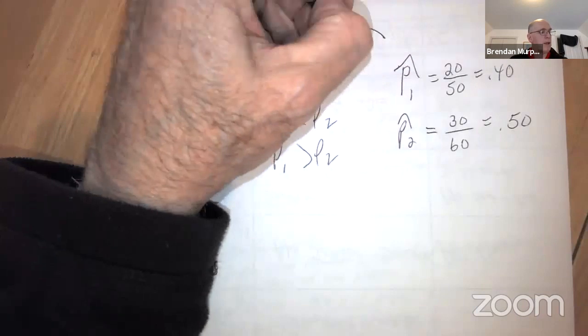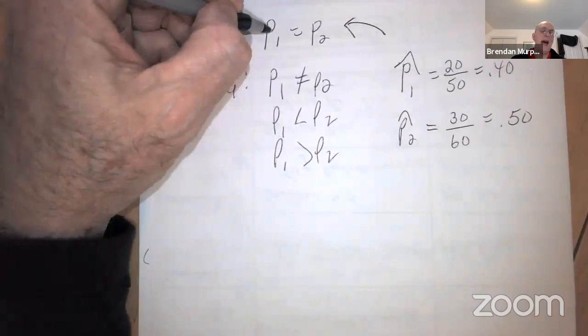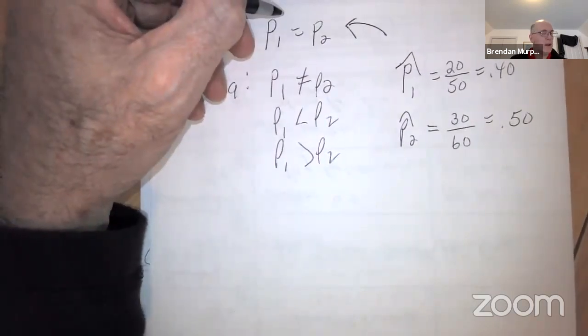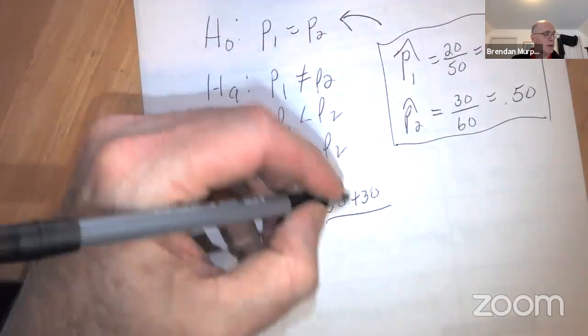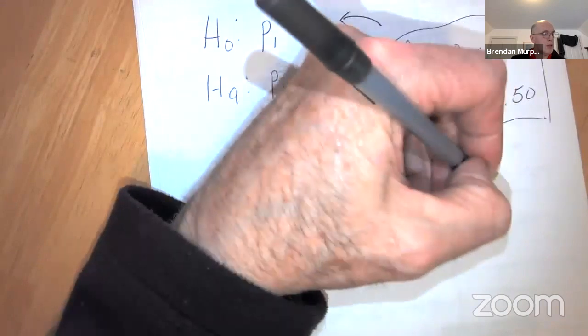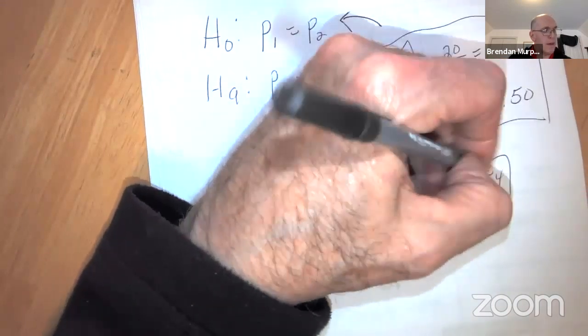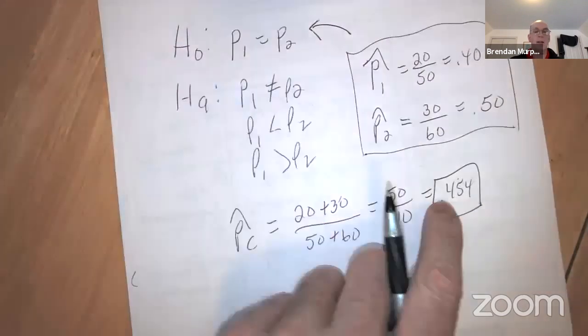But again, the first thing I wrote down on my paper was that those two population proportions are the same. The problem is I don't know what this is, and I don't know what that is. And of course, whatever they are, I'm saying they're equal. So what we do is we take our two samples and we want to combine them. My total successes would be 20 plus 30, and my total sample size would be 50 plus 60. So I get 50 over 110, or 0.454. And I think that's my best guess as to what that number is, and what that number is. They're both the same, based upon my two samples.